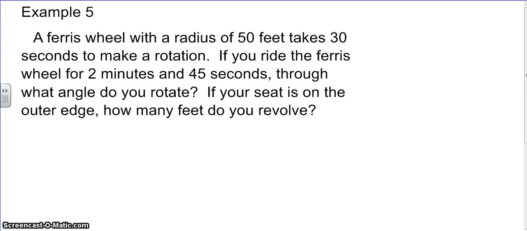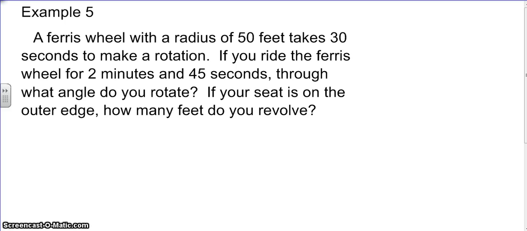So here I've got a story problem. A Ferris wheel with a radius of 50 feet takes 30 seconds to make a rotation. If you ride the Ferris wheel for 2 minutes and 45 seconds, through what angle do you rotate? If your seat is on the outer edge, how many feet do you revolve in that amount of time?